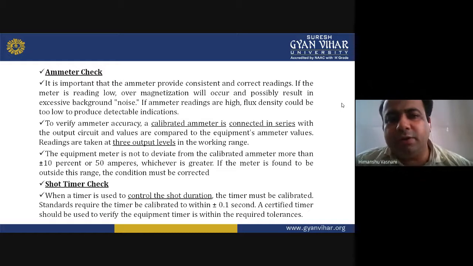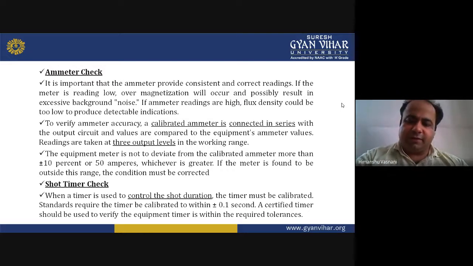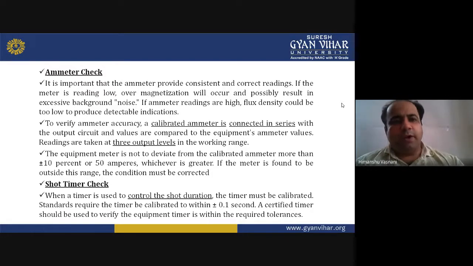It is important that the ammeter provide consistent and correct readings. If the meter is reading low, over magnetization will occur and possibly result in excessive background noise. And if the ammeter readings are high, then flux density could be too low to produce detectable indications.